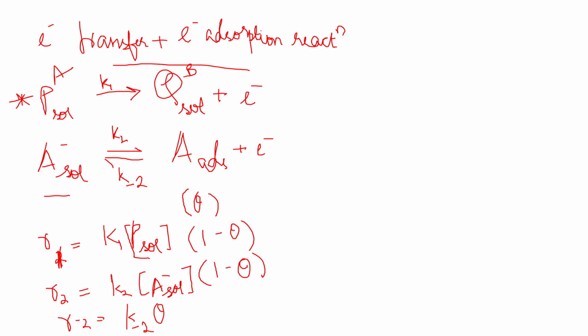Why? Because A is getting adsorbed on the surface, and A is getting adsorbed only on the theta surfaces. So the rest of the surface, that is 1 minus theta, is only available for the first reaction to happen. Is that clear? Okay. So now the next thing is to write the theta balance. Please try it out. How will the theta balance come?